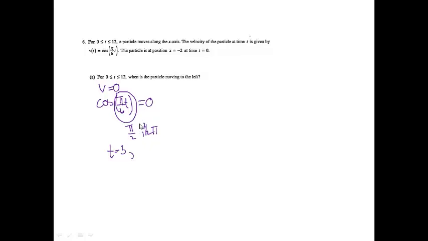And then the other one, how could I get this to say 3/2 pi? Well, if I put t equals 9 in there, pi over 6 times 9 is equal to 3/2 pi. Cosine of 3/2 pi is also 0. So, those are my t values, but I'm not done yet. We want to find out where the particle's moving to the left, so I'm going to make a velocity chart. I'm going to put 3 and 9 on it.